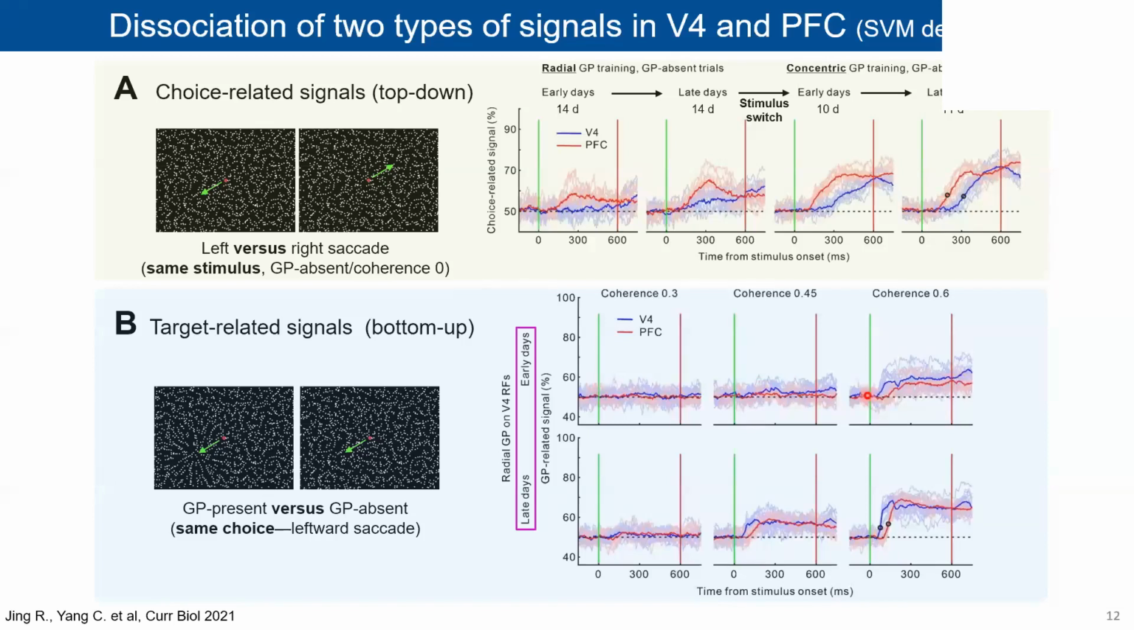For example, the upper row shows early training days for 3 different GP coherences. If we compare the early training days, the upper row, with the late training days, the bottom row, for the same GP coherence, we can see learning-induced enhancement of the target-related signals. Note that the target-related signals emerged earlier in V4, the blue one, than in PFC, the red curve.